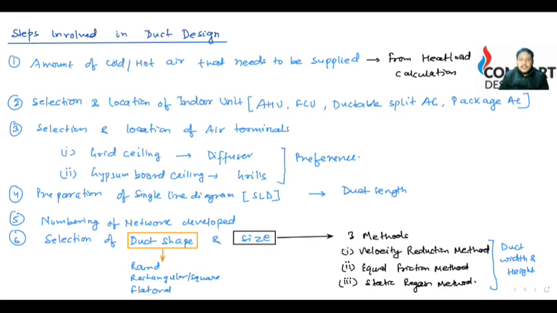Okay, let's move to the 7th point. Once we decide the shape, the shape selection will be based upon the cost, because rectangular and square ducts are cheaper as compared to round duct, and flat oval duct is one of the costliest. Based upon that, we will do the double line diagram. That is basically a 2D representation of the ducting, your double line diagram.